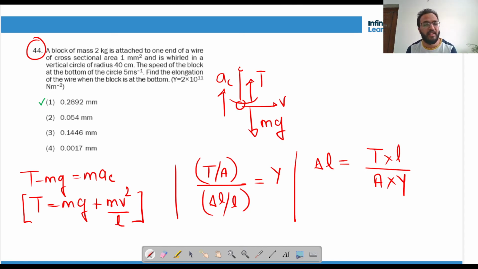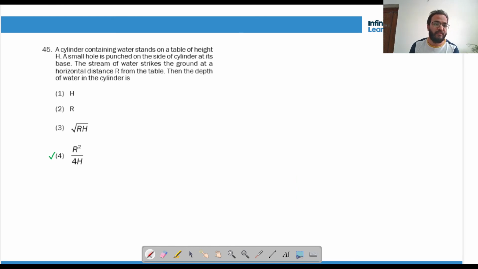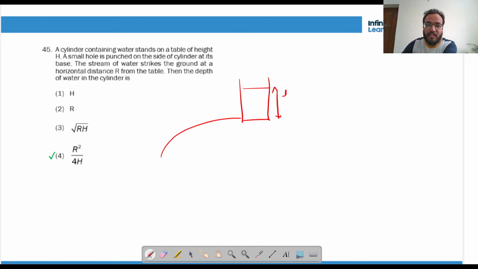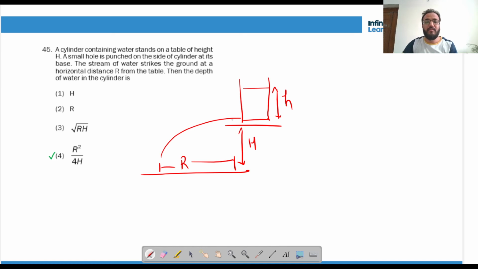Got it? Everything is given. Area is given, mass is given, radius means length is given, and speed is given. 45. A cylinder. Okay, so they are saying that there is a cylinder where water is up to height h, and from the ground it is kept at capital H. This is the range. See, it will come out with speed v.